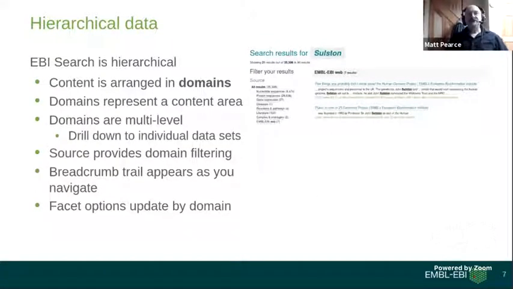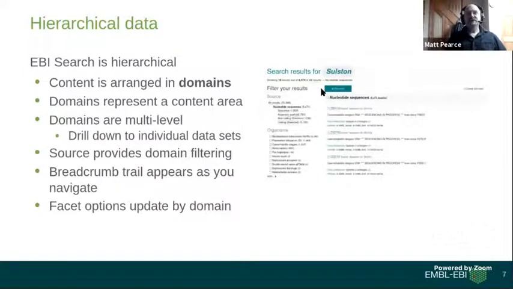EBI search data is arranged hierarchically. The content is arranged in domains. The domains represent a content area, and they are multi-level. So you can drill down into individual data sets. You see here, we've got a source filter at the top left of our screenshot. As you drill down into the results, we've clicked through to nucleotide sequences here. You get a breadcrumb trail appearing as you navigate through.